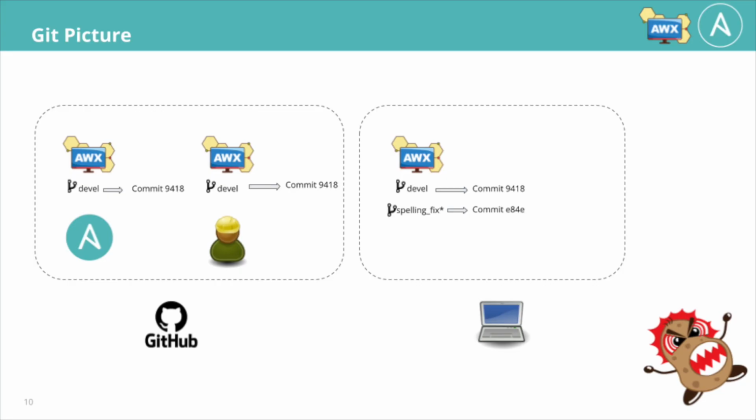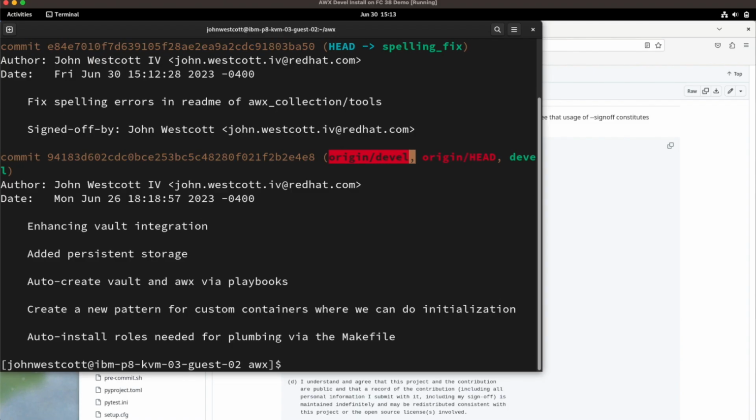Going back to our picture, we can see the devel branch on our local machine pointing to one SHA and our spelling fix branch pointing to another SHA. Now it's time for us to push our updated code from our local machine into our repository on GitHub. To do this, I'm going to type git push.